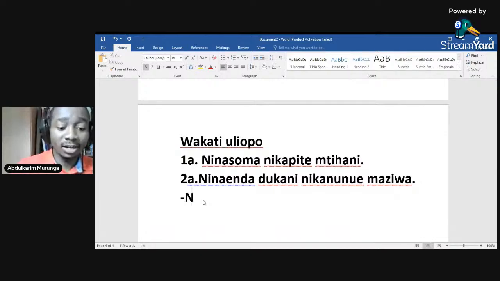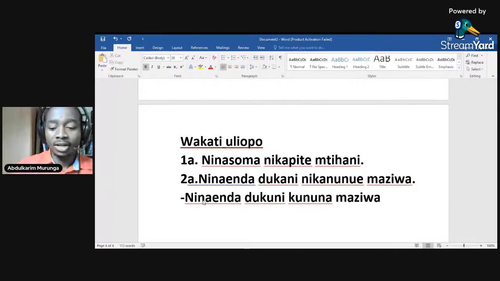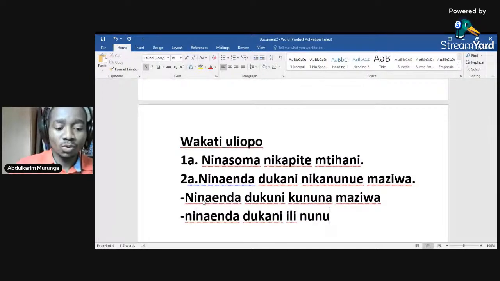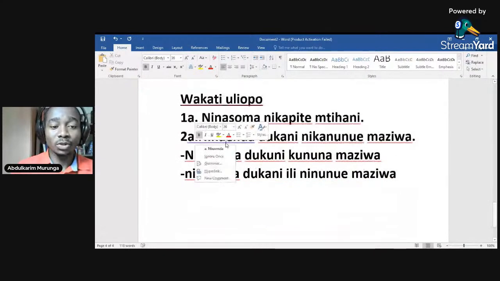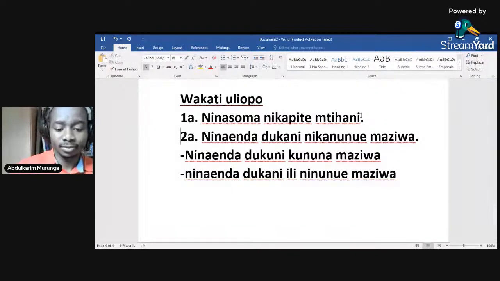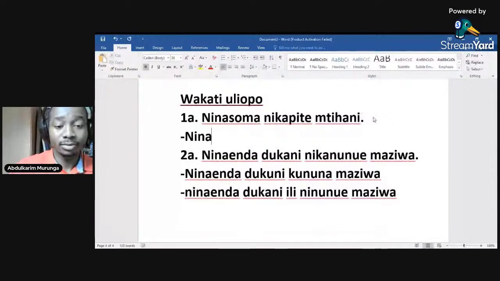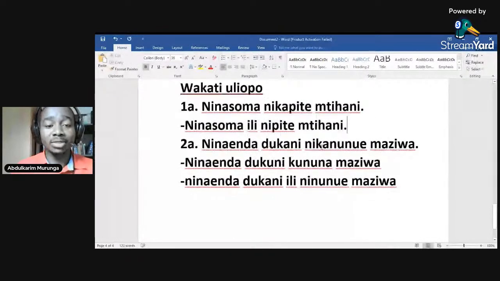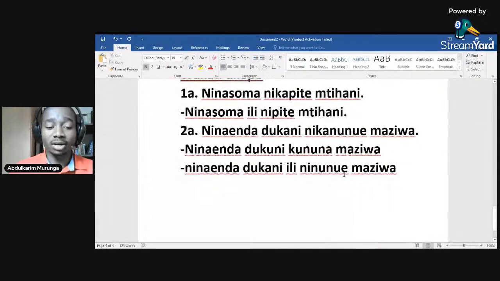So here, another way that people mostly use, instead of this first sentence, you can say ninaenda dukani kununua maziwa, or ninaenda dukani ili ninunue maziwa. So the first one also you can say ninasoma nikapite mtihani, or you can say ninasoma ili nipite mtihani. Ninaenda dukani nikanunue maziwa.